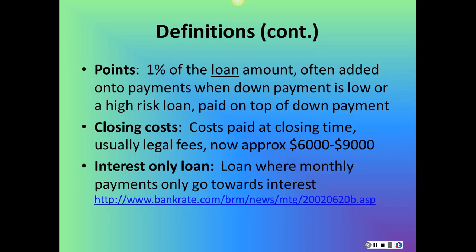Closing costs, when it comes to mortgages, for example, are obviously costs paid at closing time, usually legal fees. And they range anywhere from maybe $6,000 to $9,000, somewhere in that vicinity. It depends really on the state you're in, who your lender is, and the person selling. An interest-only loan, which we'll look at interest in a minute, is a loan where monthly payments go only towards interest.